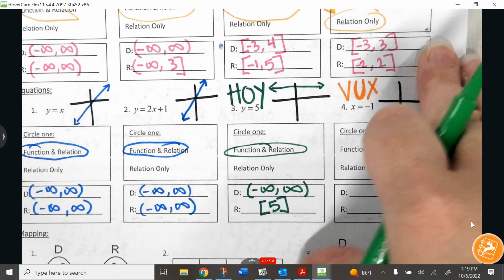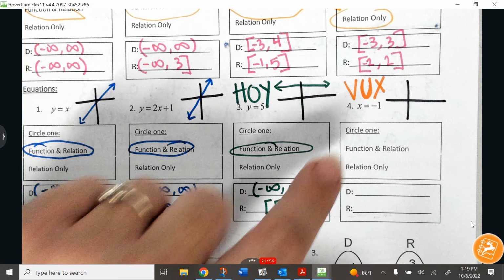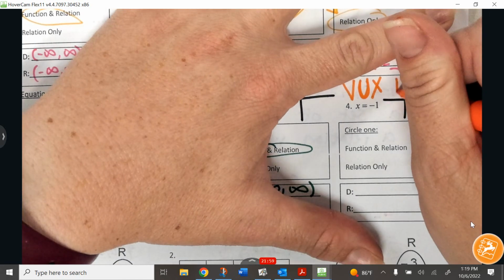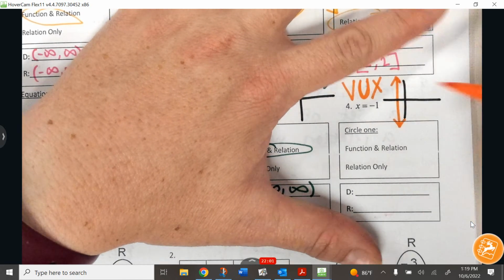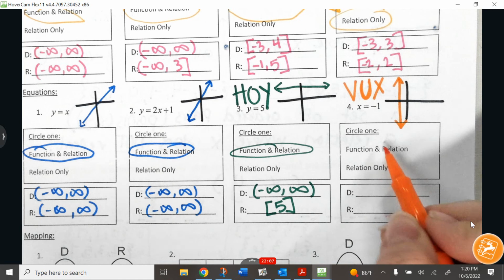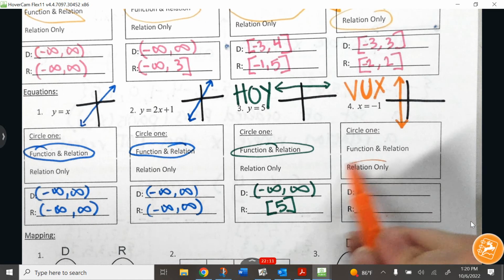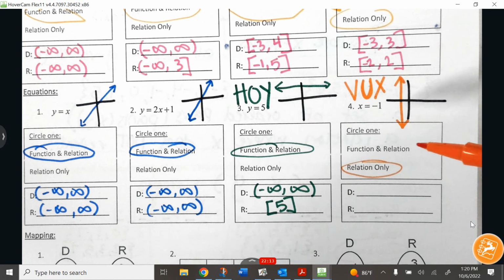Okay, so VUX, we cannot type in the calculator because we cannot type an x equals equation in our calculator. But it's vertical and it equals -1. So x is -1 here and it's a vertical line. So this is a function and relation or a relation only? Relation only. Because if I draw a vertical line, won't it touch everywhere forever? Therefore, it touches more than once, right? So it's not a function.